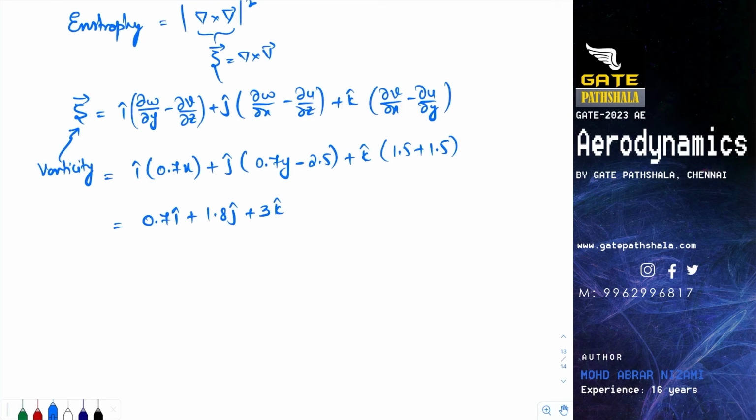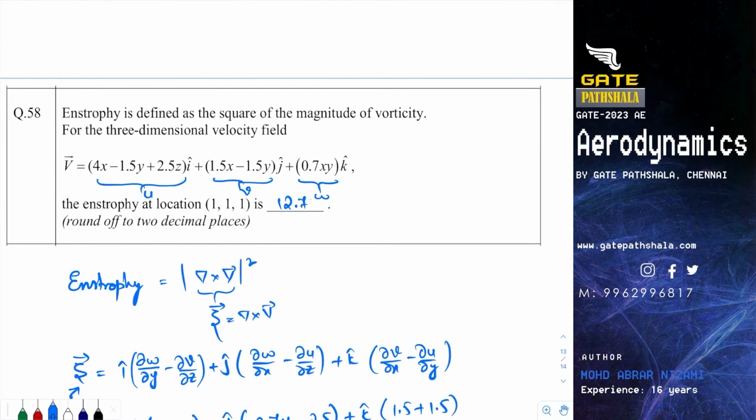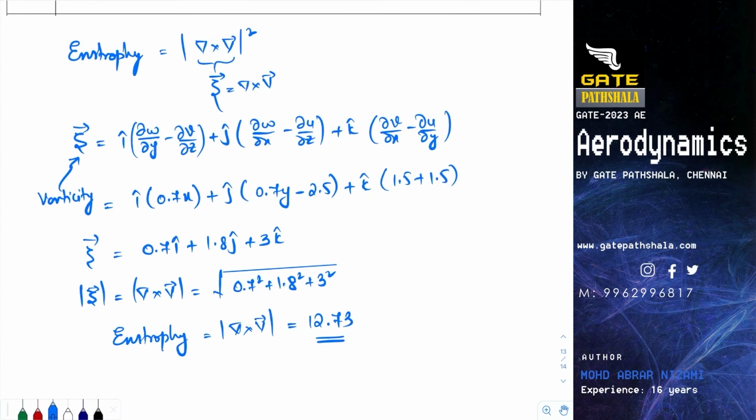If we find the magnitude of this vorticity, the magnitude of the curl of the velocity vector, that happens to be root over 0.7 square plus 1.8 square plus 3 square. Our interest is entropy, which is the square of this quantity. The value happens to be 12.73. So our answer for this blank is 12.73.